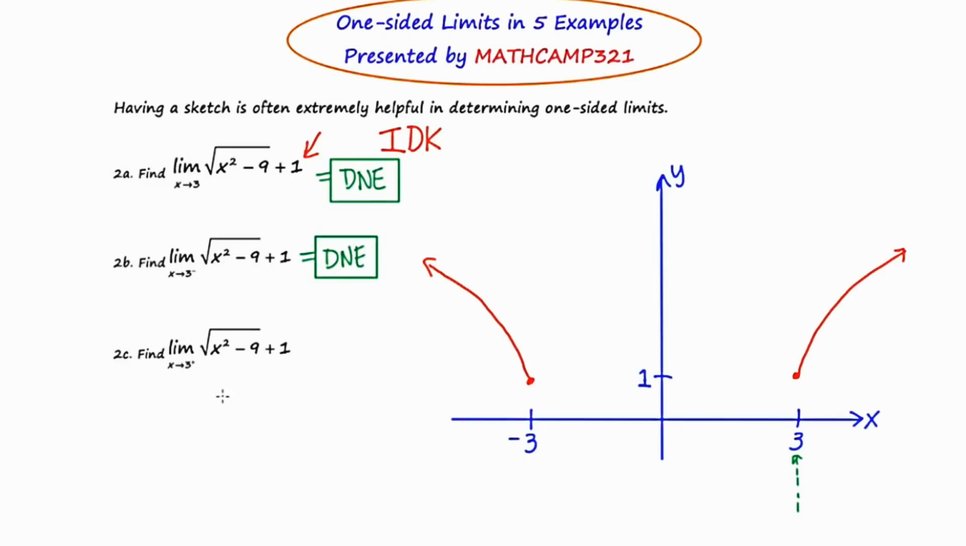2c, maybe this one will bring us better luck. Find the limit of that same expression as x approaches 3 from the right. So I've identified x equals 3, I jump a little bit to the right, and yes, the curve lives there. And as I approach 3, the y values drop and drop and drop, and they drop at, as you may have guessed, 1. So the answer to this question is 1.